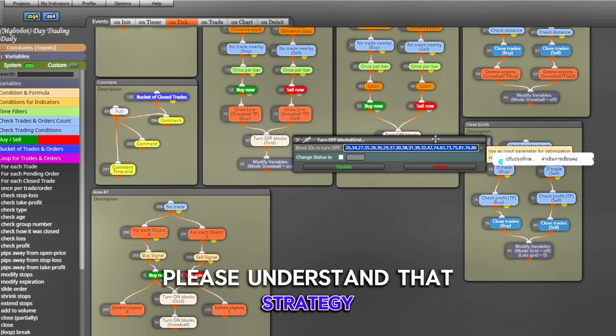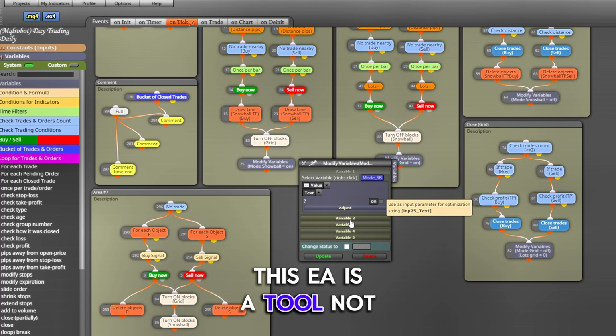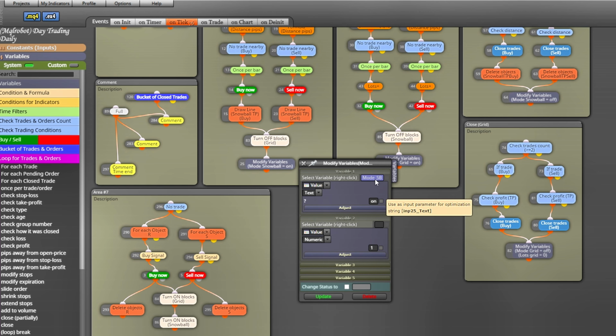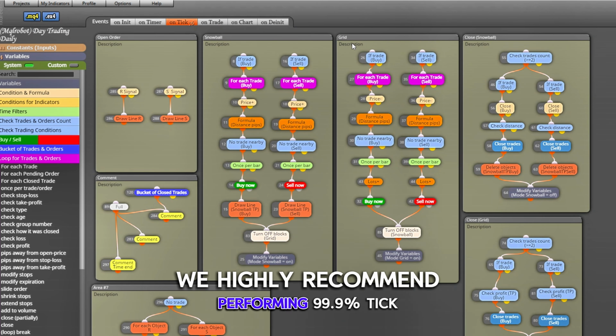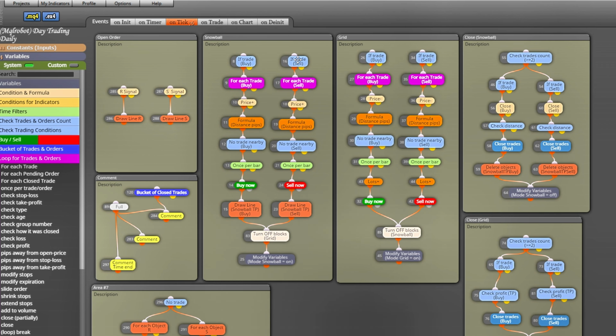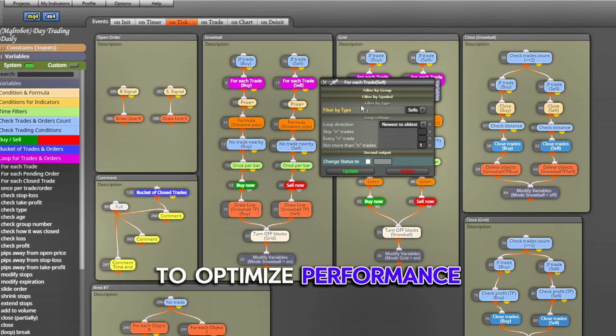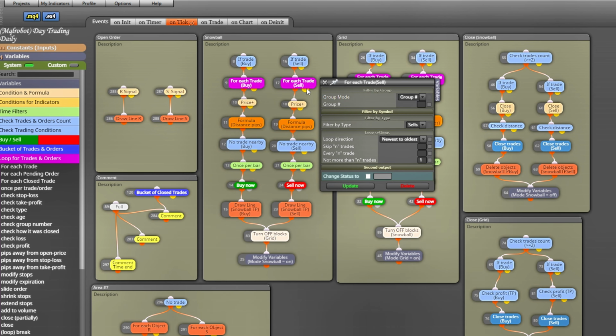Please understand that strategy, risk tolerance, and market timing are critical. This EA is a tool, not a guarantee of profit. We highly recommend performing a 99.9% tick data backtest before deployment. Test across different time frames, symbols, and brokers to optimize performance and reduce drawdown.